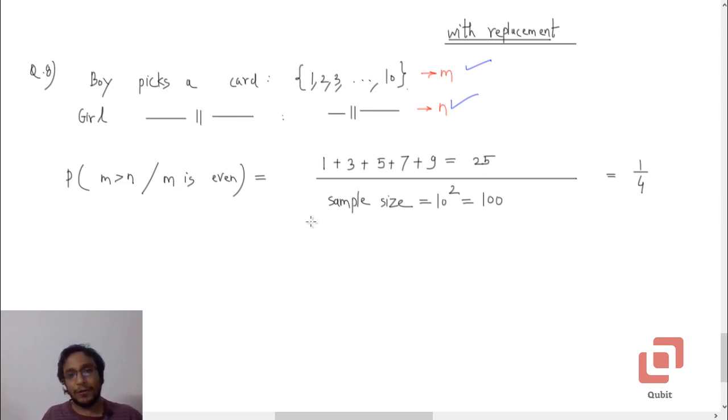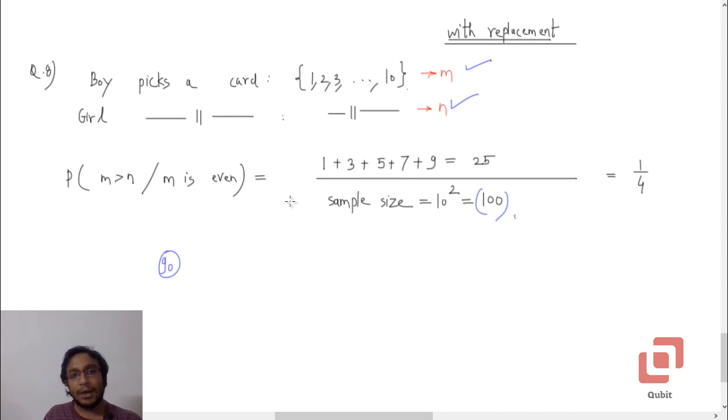Now this is a very simple question. First of all, you have to determine the sample size. At least that's what I did. How many pairs are possible? If it were without replacement, then only 90 pairs are possible, but now it will be 100. Why 100? Because both the boy and the girl get 10 choices to pick from. Now M is even, this is the condition, hence it's a conditional probability.